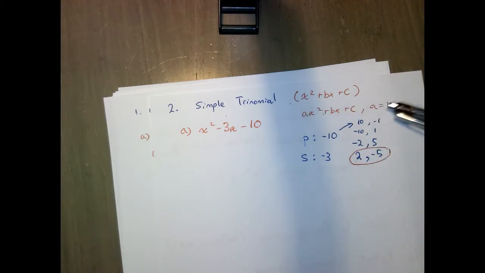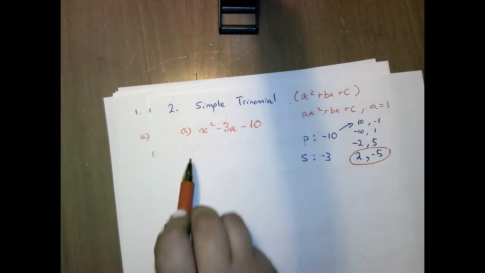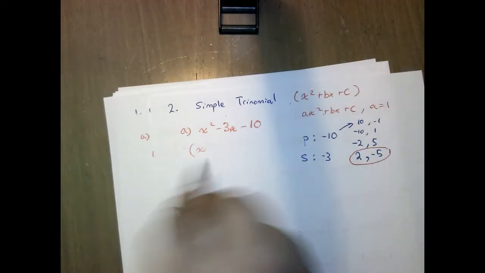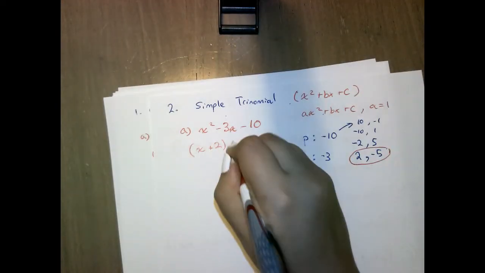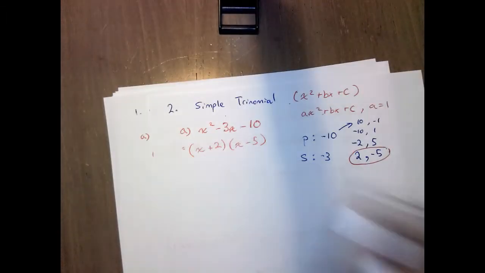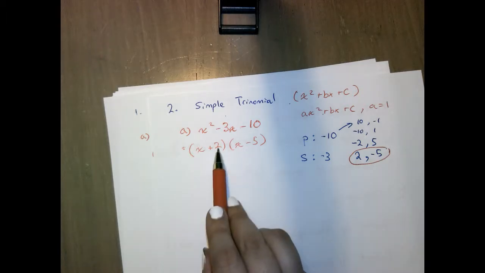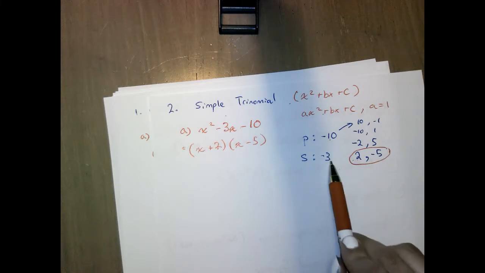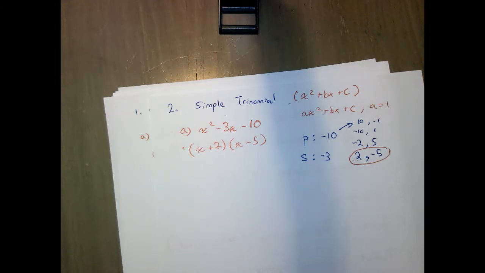And since simple trinomials are a special case, I can jump straight to its factored state, and I can write out x plus 2 times x minus 5, and that is a factored simple trinomial. So I got my 2 and my negative 5 from the two factors that multiply to negative 10 and add to negative 3. So let's look at some more examples of that.